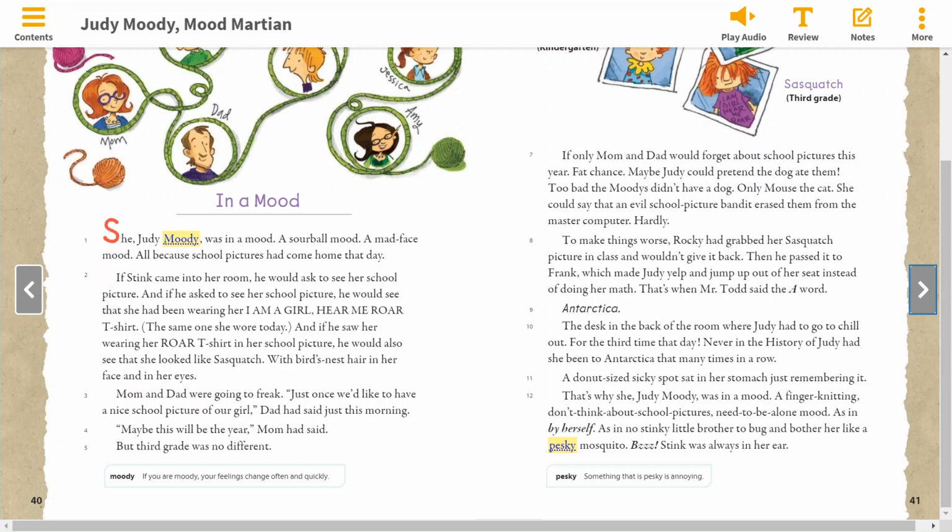A finger-knitting, don't think about school pictures, need to be alone mood, as in by herself, as in no stinky little brother to bug and bother her like a pesky mosquito. Bzzz. Stink was always in her ear. Pesky. Something that is pesky is annoying.